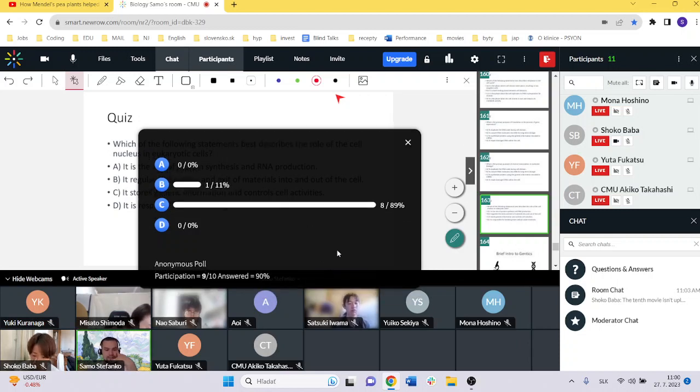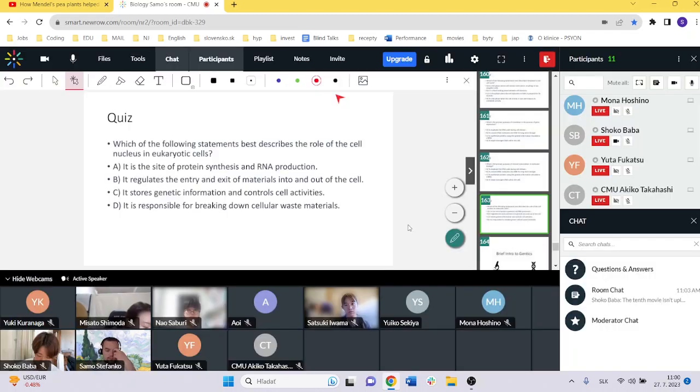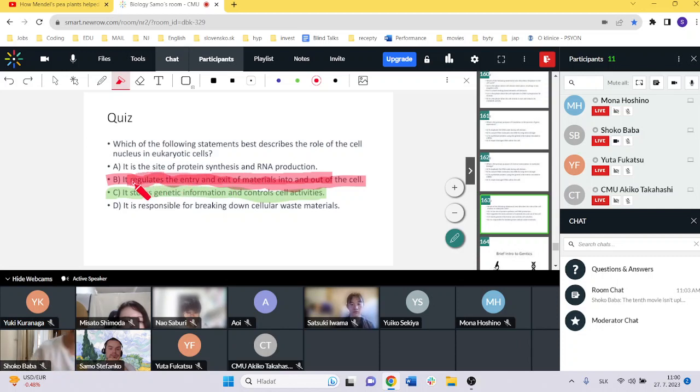Okay, so here are the results. Yuiko, what have you chosen and why? I choose C. Perfect. So it stores genetic information and controls cell activities. Okay. What organelle is responsible for the B option? It regulates the entry and exit of materials into and out of the cell. Membrane. Perfect. Very well. Cell membrane would be the option here.